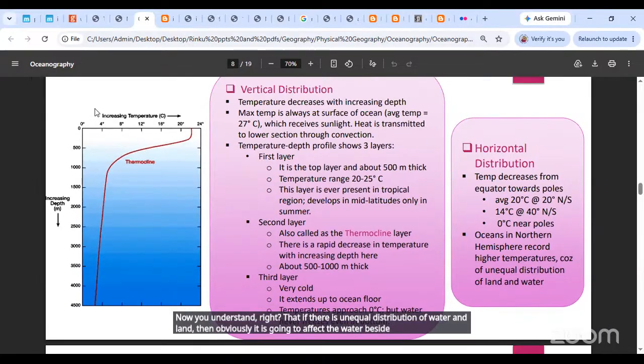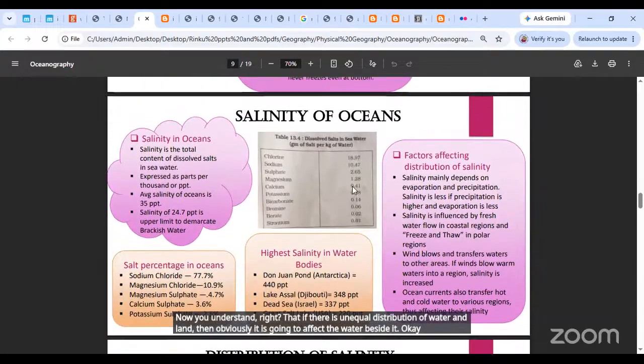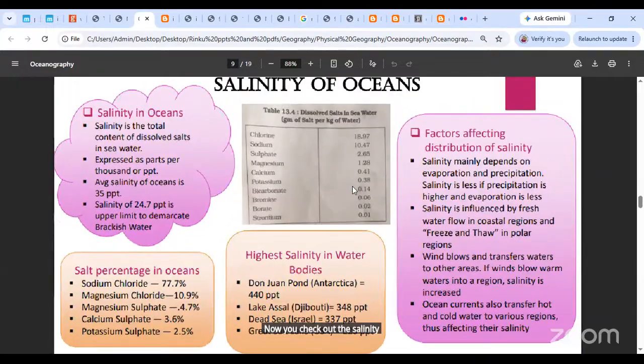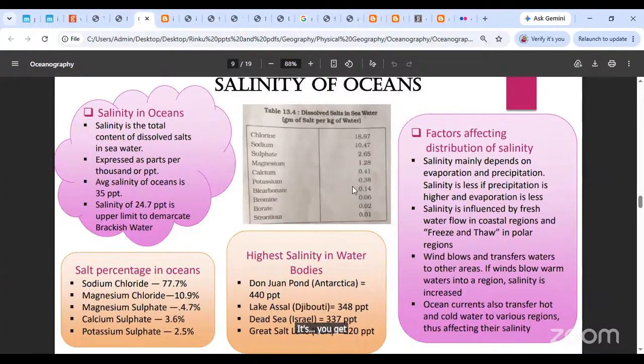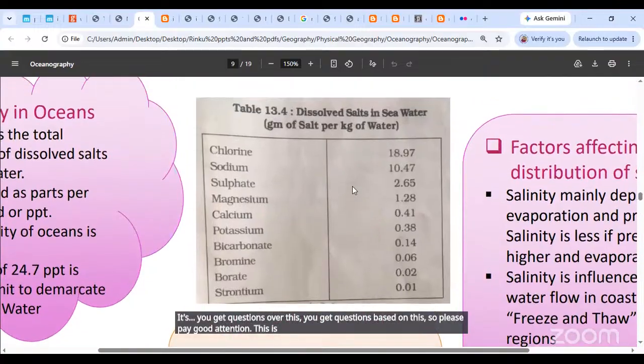Okay, now you check out the salinity. You get questions based on this, so please pay good attention. This is one of their favorite questions.